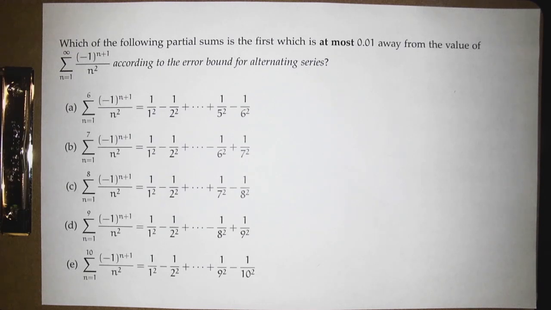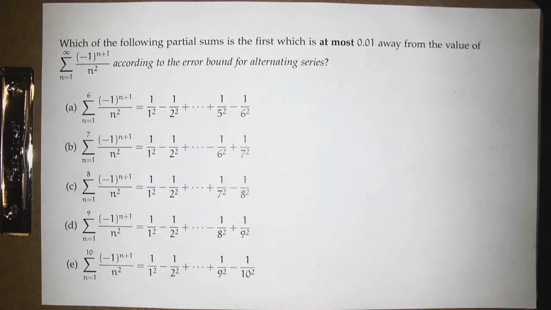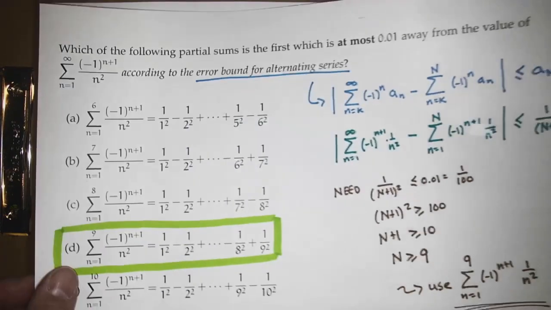I've heard D, I've heard E. Now remember, it has to be the first according to the alternating series. So is it D or E? It's D.